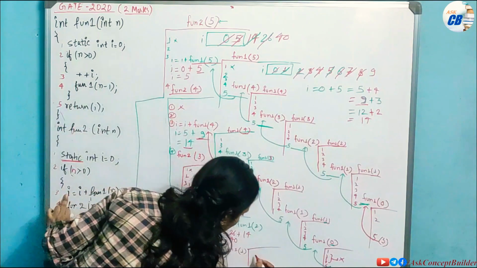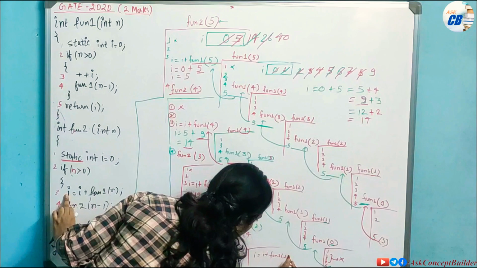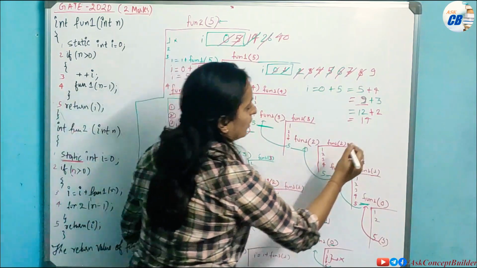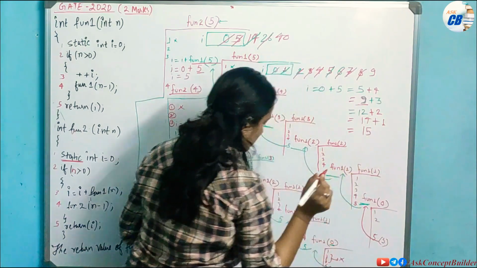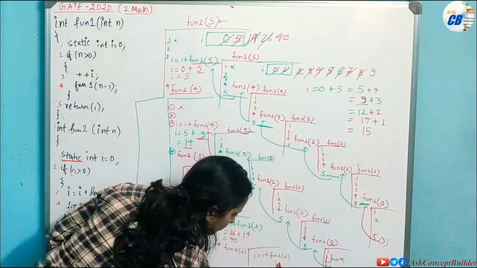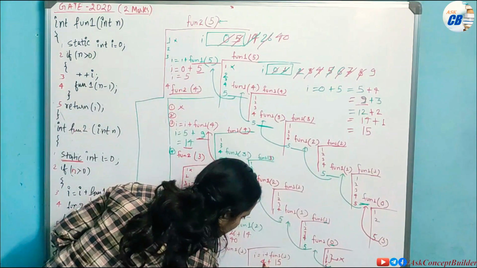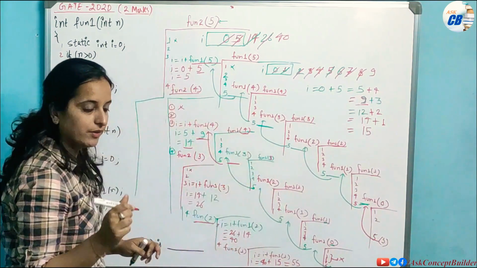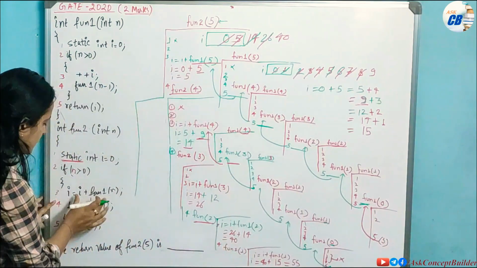Now again I equals I plus fun1 of 1. fun1 of 1 will be passed. Now again this 1 value will be added to this I value and returned back. So 14 plus 1 is 15. So this value will be 15 plus the already existing I, which is 40. So 40 plus 15 is 55. Fine, 55. Now this fun2 1 function is executed.